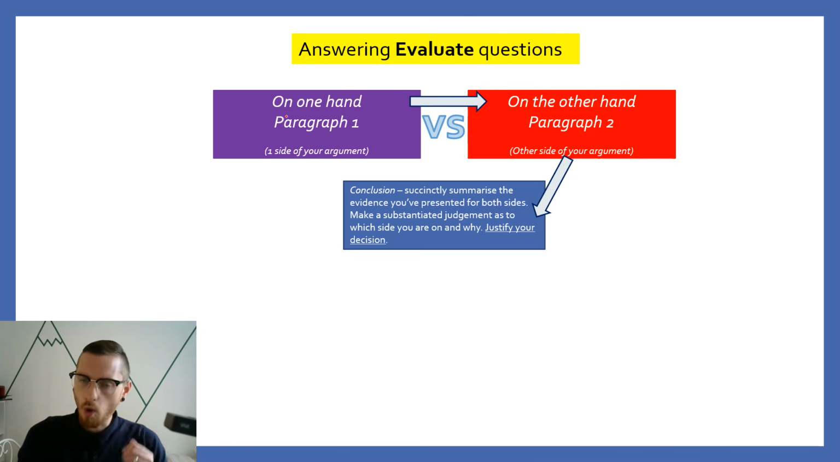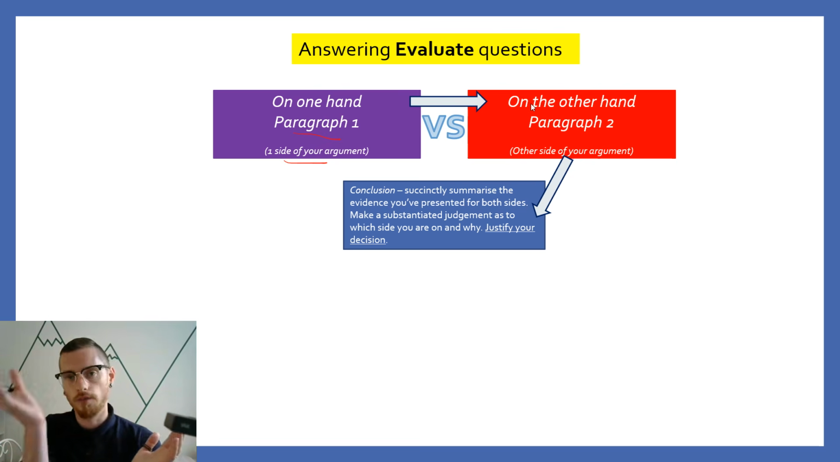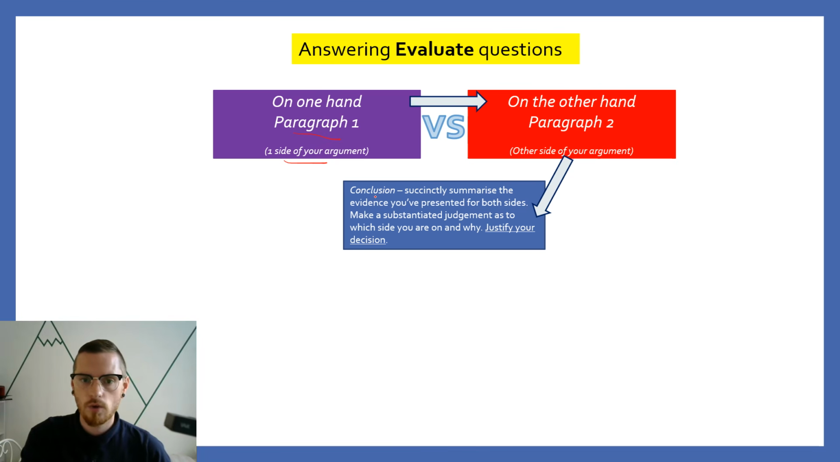Remember, it's an argument. So you're going to do, on one hand, your first paragraph, the first side of your argument. Then you're going to do, on the other hand, start your paragraphs with those phrases. On one hand, on the other hand, you're going to give me another side of an argument, and then you're going to go into your conclusion. And I would start that with overall, okay, overall. So we've got 3 O's here. And on the conclusion, you're going to succinctly summarize the evidence you've presented for both sides, and you're going to make a substantiated judgment as to which side you are on and why.